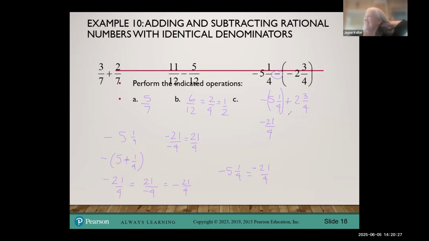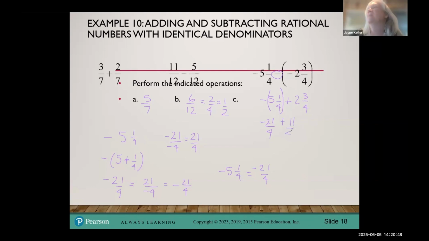Okay, good. And then this one would be, oh wait, that's positive. So it would be 8 plus 3, which is 11. 11 over 4? Exactly.